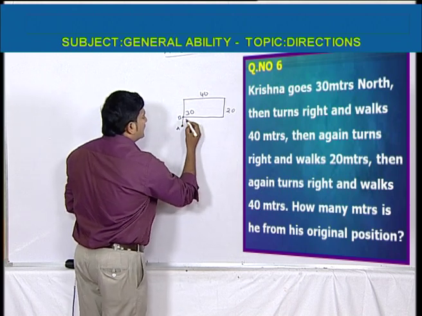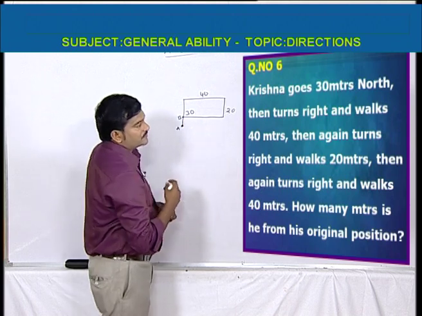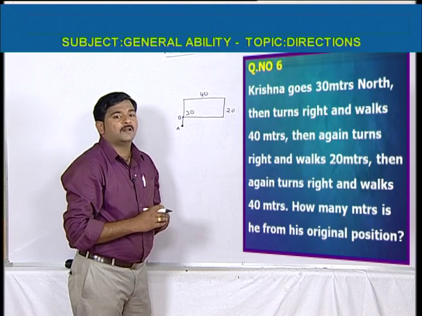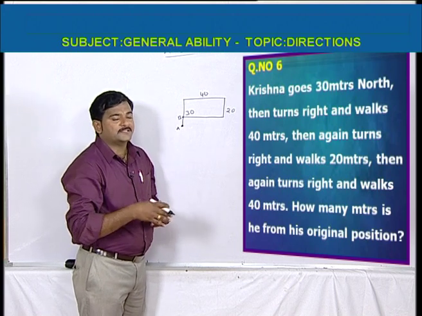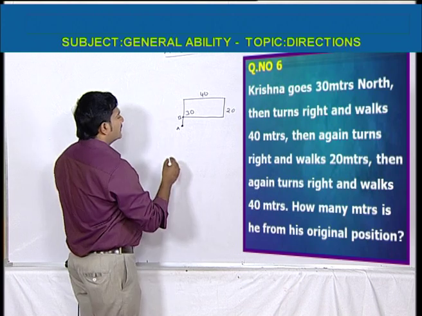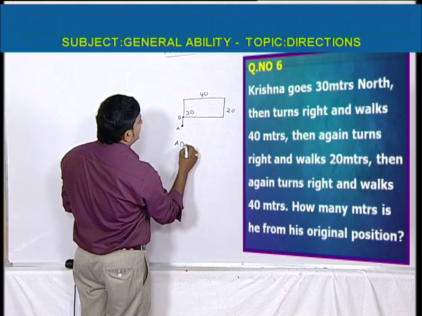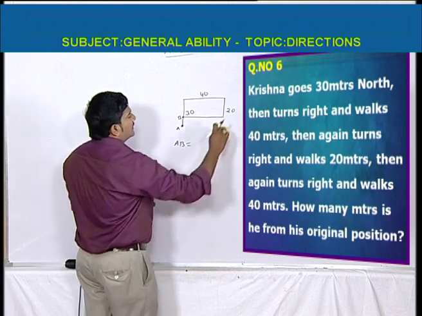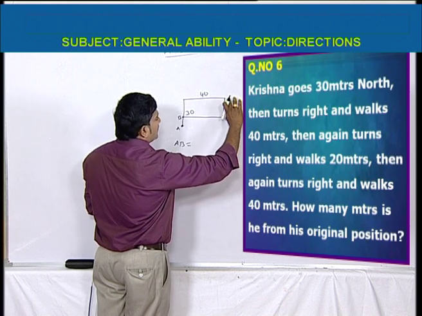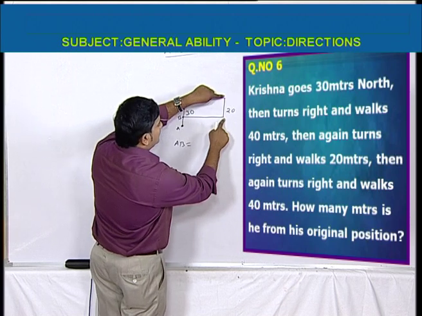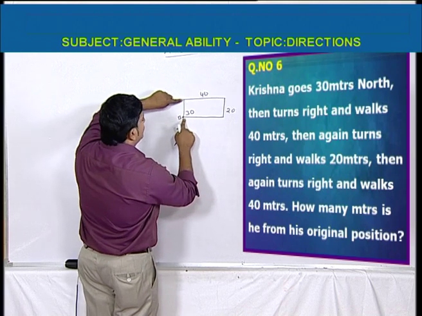So now again he is on line B. Now what is the given question? The question is how many meters is he from his original position? Same, we have to find out the distance between A and B. See, it's very clear. This length is equal to how much there? 20 meters. If this length is equal to 20, what could be this length?